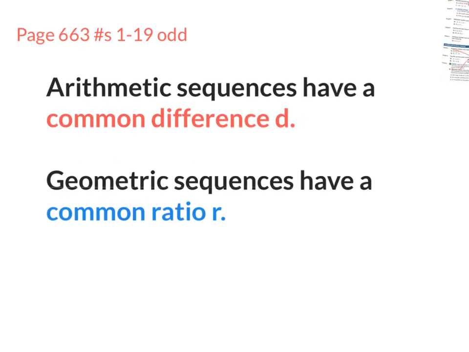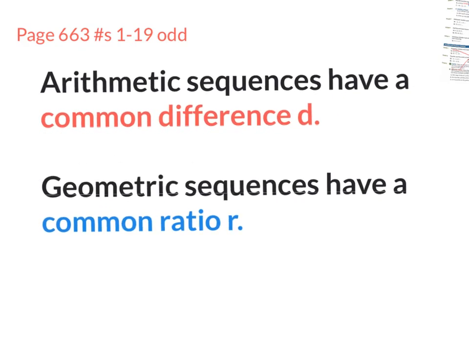Arithmetic sequences have a common difference D, and a geometric sequence has a common ratio r. And whenever you're looking at your list, remember these are just numbers, first number, second number, third, fourth, and you want to find whether it's a common difference or common ratio, pick a number and then either subtract it by the previous number or pick a number and divide it by the previous number, right?